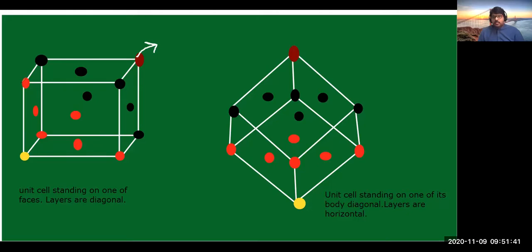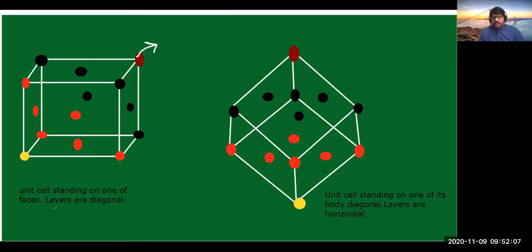How many particles? 1, 2, 3, 4, 5, 6. Here 6, here 6, and this is the particle of the fourth layer. That means one unit cell of FCC has particles of how many layers? 4 layers. First layer particle is 1, second layer particles are 6, third layer particles are 6, fourth layer particle is 1.